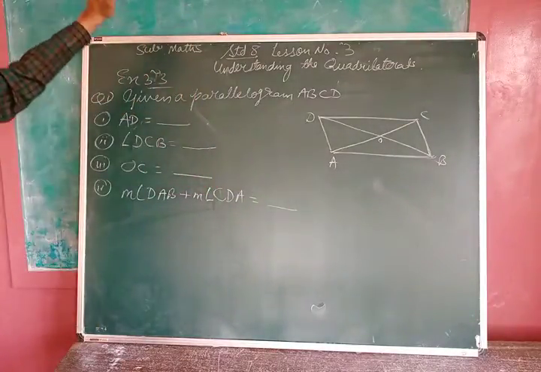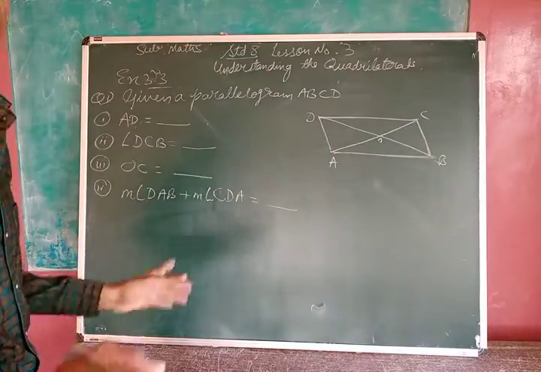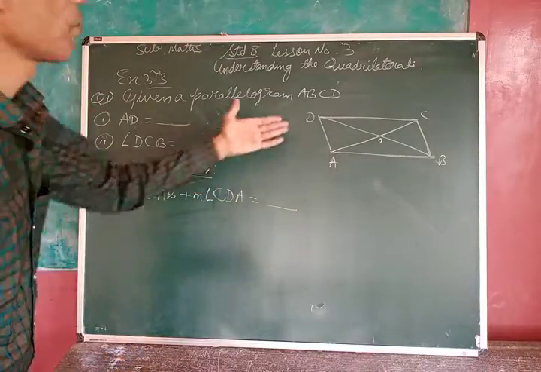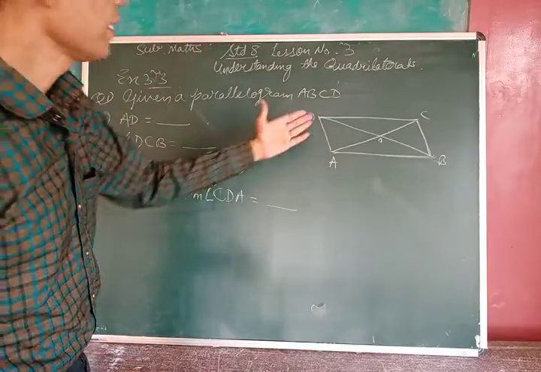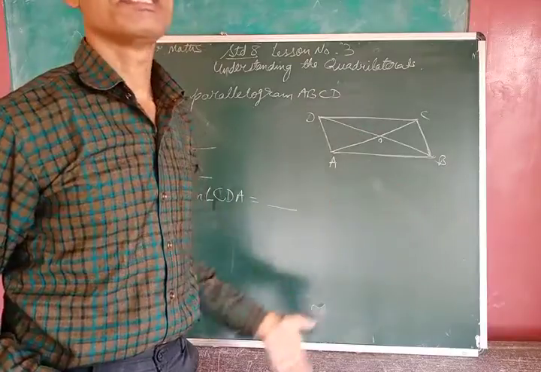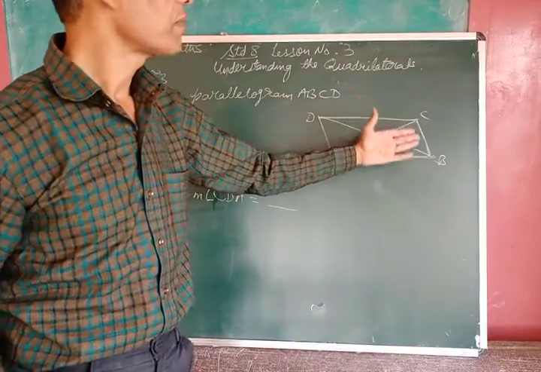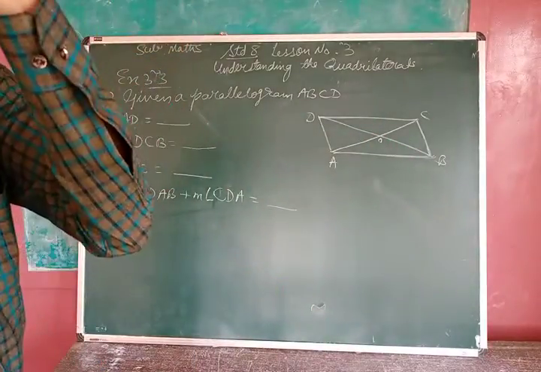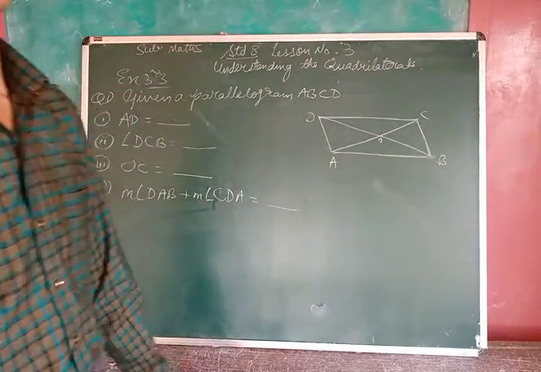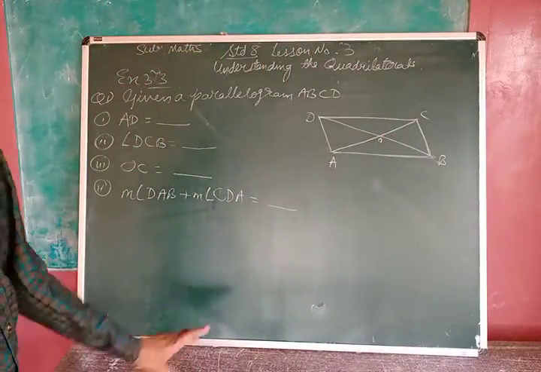Here, in a parallelogram, we know that opposite sides are equal and parallel. Opposite angles are equal. 2 adjacent angles are supplementary. Angle A plus angle D is supplementary. Angle D plus C is supplementary, that means 180. C plus B is supplementary, that means the sum of their measure is 180. A plus D is also supplementary, that means if you add, this is also 180.